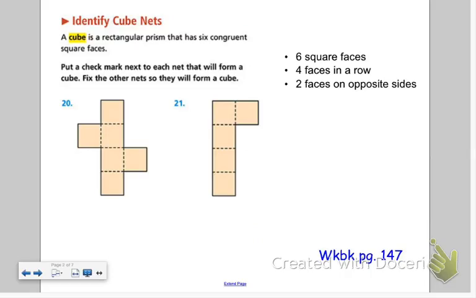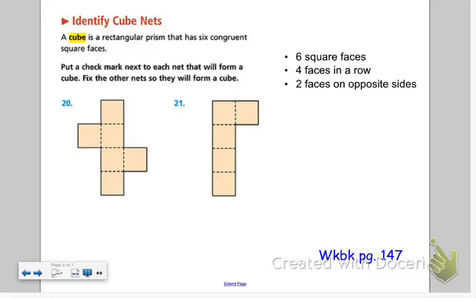So in our last two videos, we were talking about rectangular prisms. Today's lesson, we're going to focus on cubes. And a cube is actually a type of rectangular prism. And you're probably thinking, how is that possible? Well, think about it. A cube is made up of squares, 6 squares.